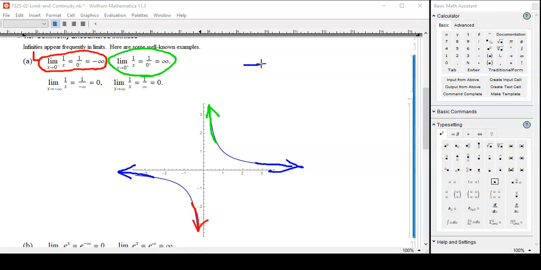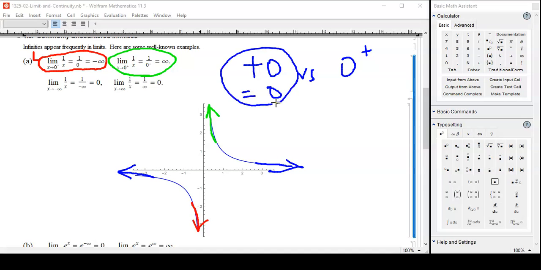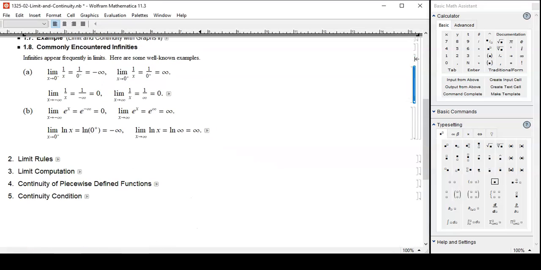Oh, by the way, plus 0 versus 0 plus, they're different. Plus 0 or minus 0, that's just 0, because this is just positive 1 times 0. 0 times something is 0. So plus 1 times 0 or minus 1 times 0, they're all the same. But 0 plus versus 0 minus, there's a world of difference there. We encountered those. 0 plus is this behavior here. 0 minus is that behavior down there. They're different. Okay, that was the 1 over x type.